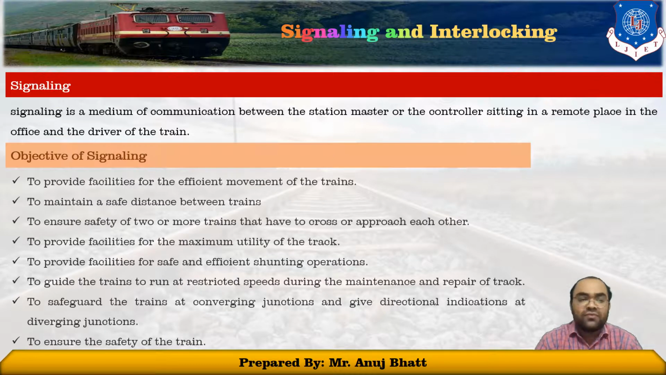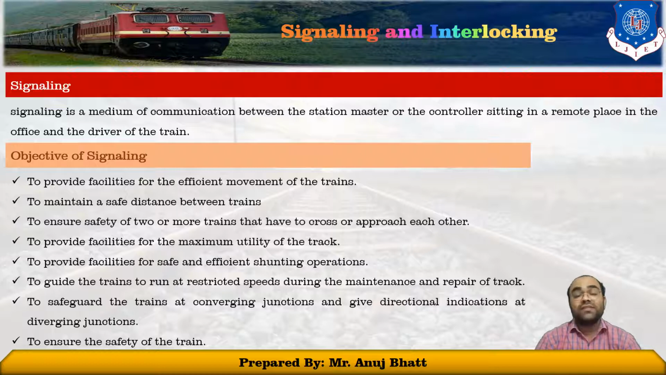There are some objectives for which we provide signaling: to provide the facility for the efficient movement of trains, to maintain a safe distance between trains running on the same line in the same direction, to ensure the safety of two or more trains that have to cross or approach each other, to provide facilities for safe and efficient shunting operation, to guide trains at restricted speed during maintenance and repair of the track, and to ensure the safety of the train when it comes in contact with road traffic at level crossings.